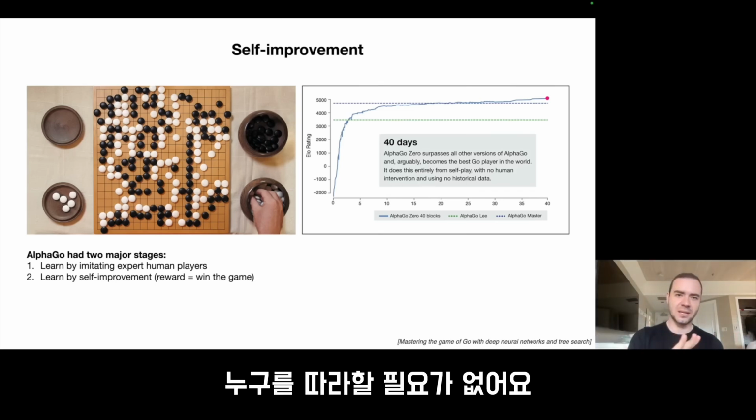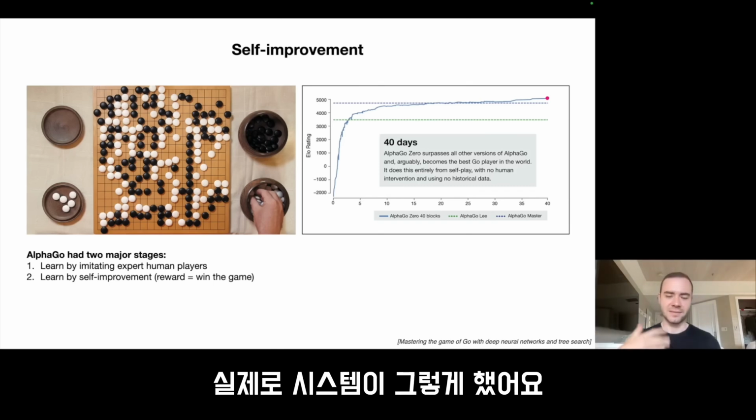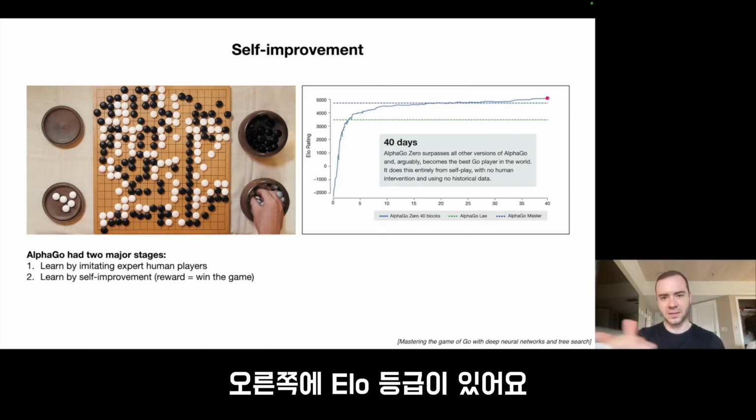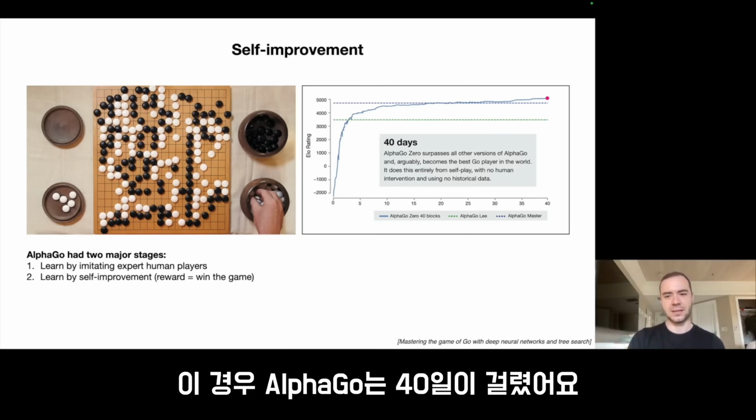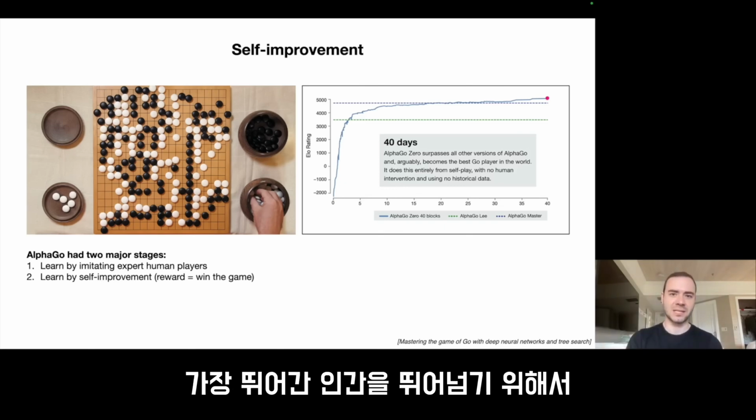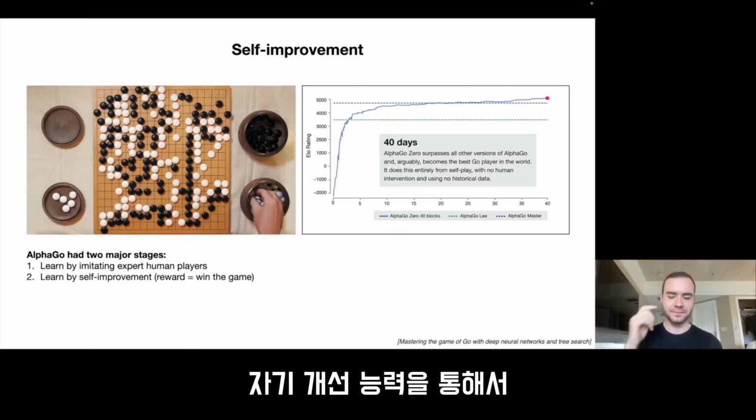So there's no need to imitate. You can go beyond human. And that's in fact what the system ended up doing. So here on the right, we have the ELO rating, and AlphaGo took 40 days in this case to overcome some of the best human players by self-improvement.